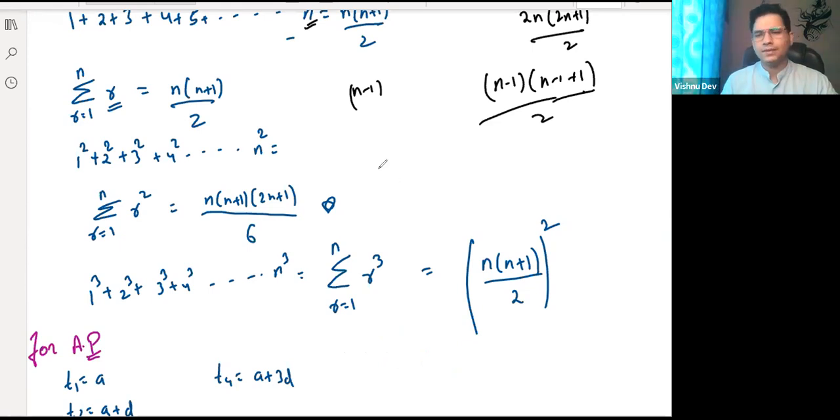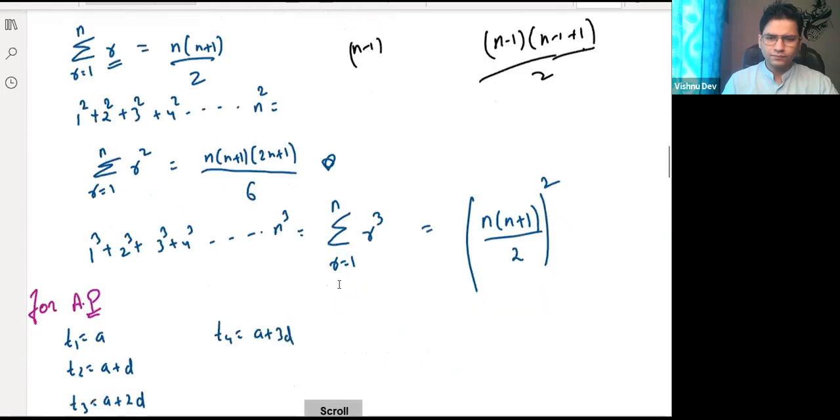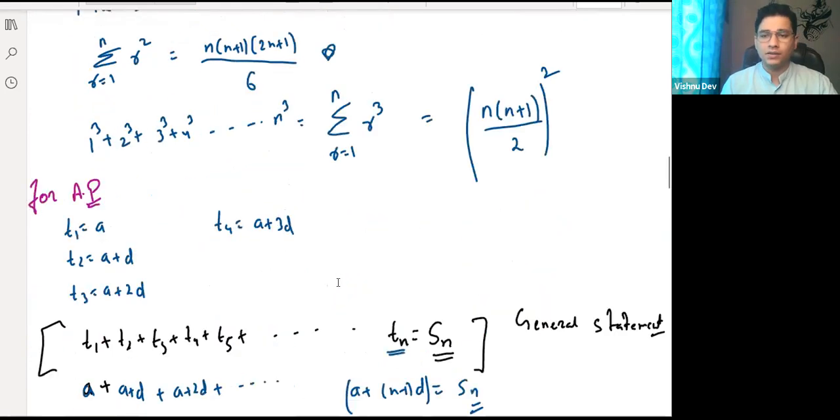We generally only look at AP, GP, or mixed kinds. But see, there are many series and many patterns. You might not know the name, but you have to identify the pattern. In the last question, the pattern was identified: the sum of the previous two is the next term, yes or no? 0 plus 1 is 1, 1 plus 1 is 2, 2 plus 1 is 3, 3 plus 2 is 5, 5 plus 3 is 8. That is the pattern.